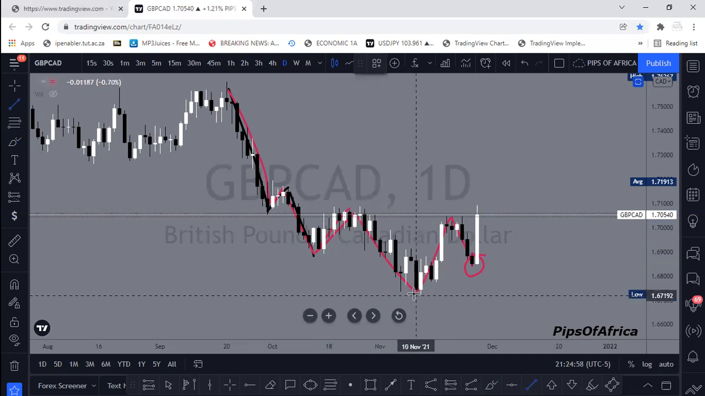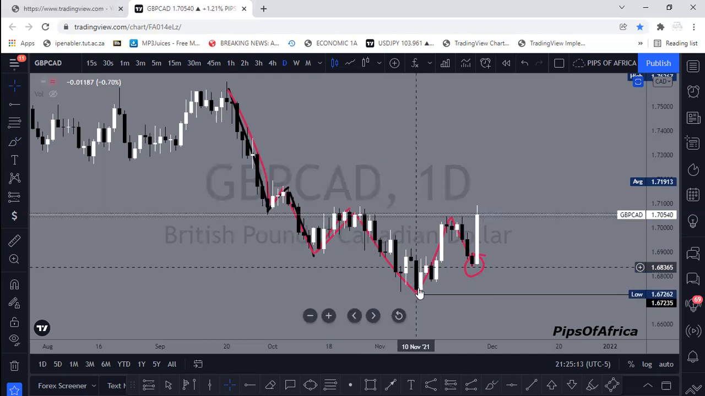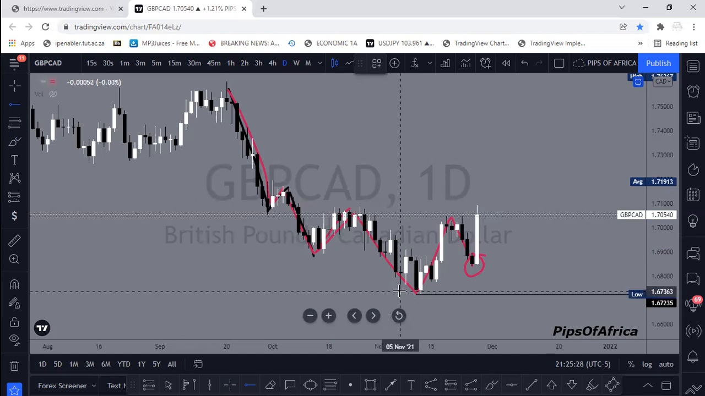This one was our final lower low here. The question is, what pushed the market up to this area, up to this low, this far? What was the reason? The reason was to collect whatever liquidity was resting underneath this low here. I hope it's clear now.